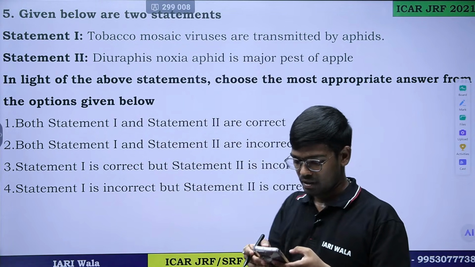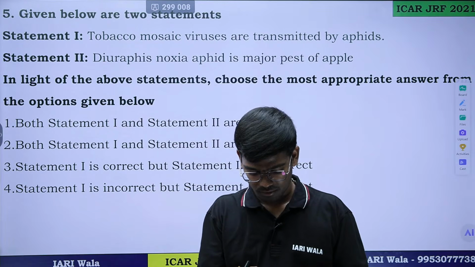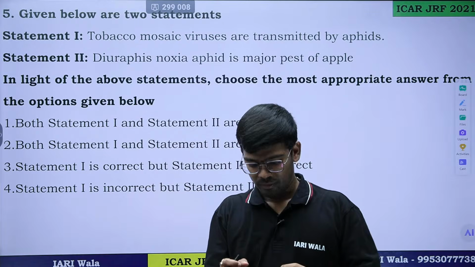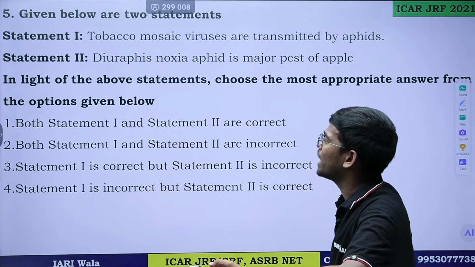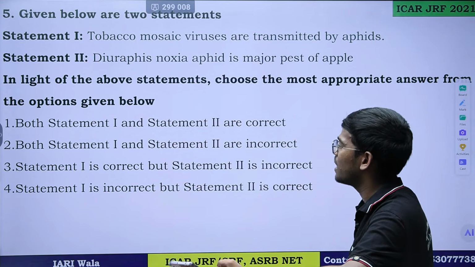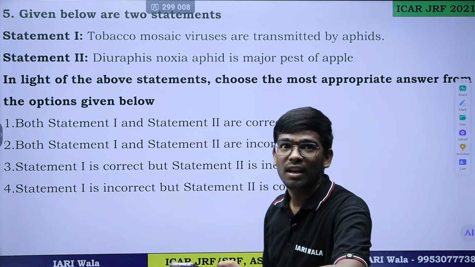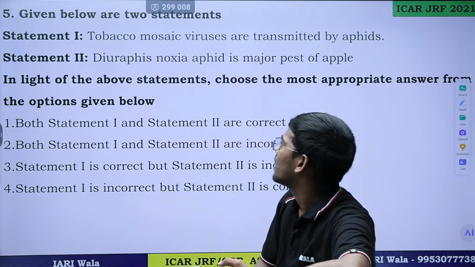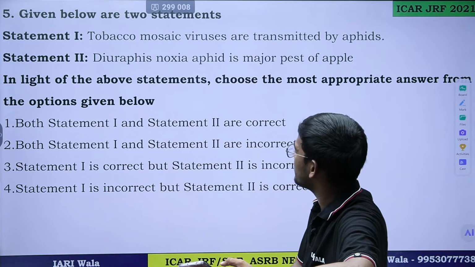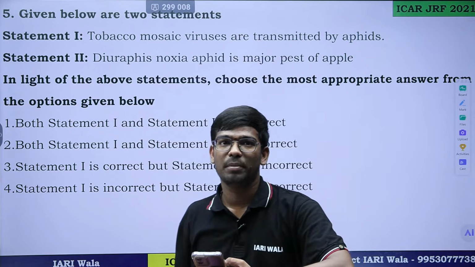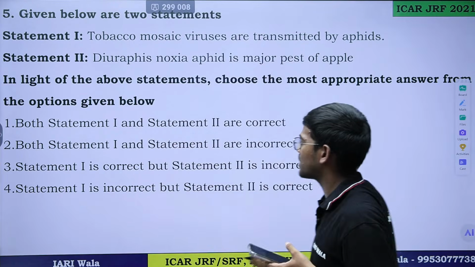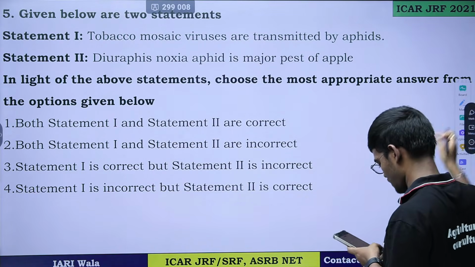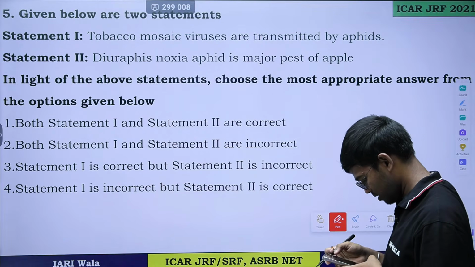Then will anybody respond for this? Let's see. While coming to the 5th question, given below are 2 statements. Statement 1 is tobacco mosaic virus is transmitted by aphids. And in the second statement, they have given Diuraphis noxia aphid is a major pest of apple. So these are both statements. In that we need to know which statement is correct or which statement is wrong. Let's see whether somebody will respond for this question.